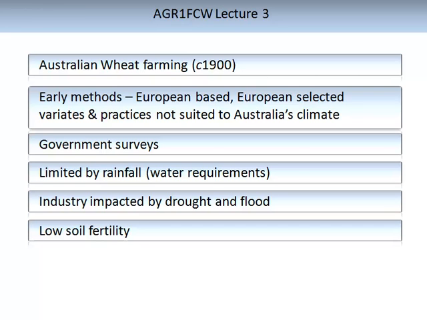100 years later, this has led to the challenge of soil erosion and salinity. Contemporary management recognises that pastures grazed in low stocking rates such as beef have a much lower need for fertilisers than other crops like wheat. So in summary, this enterprise was a mix of exploration in the early days, government surveys, limited by rainfall, and industry impacted by drought and flood, along with low soil fertility.